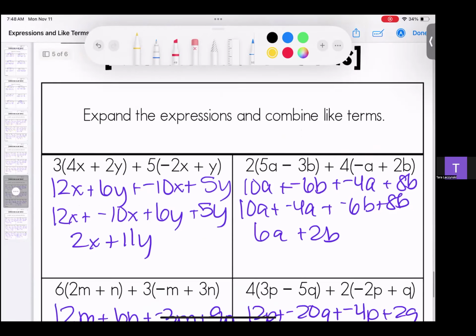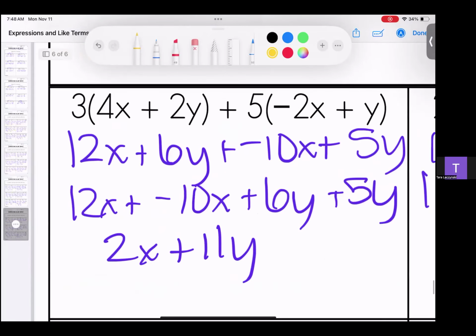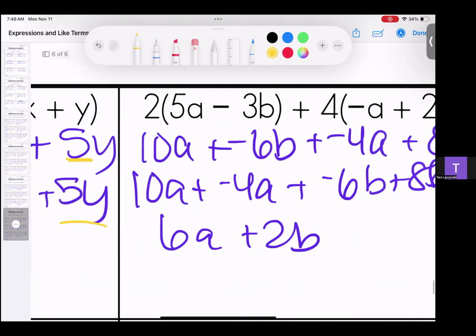Now we can move on to our last page. 3 times 4 is 12. 3 times 2 is 6. 5 times 2 is 10. 5 times 1 is 5. 1 negative. 12 minus 10 is 2. Keep it positive. 6 plus 5 is 11.